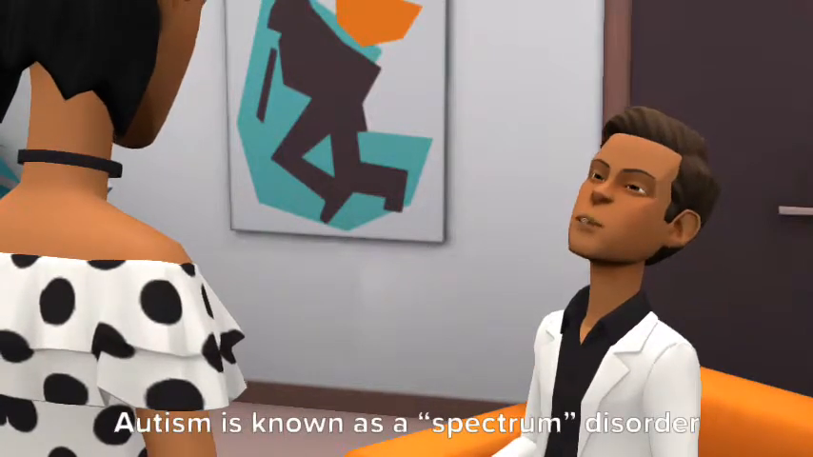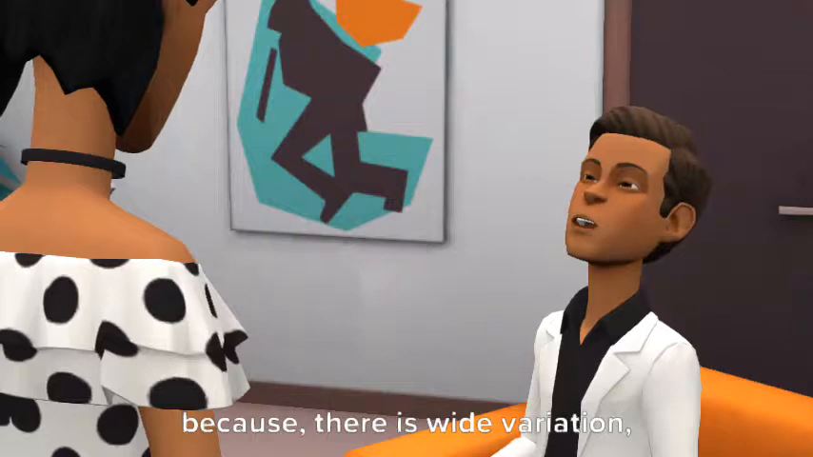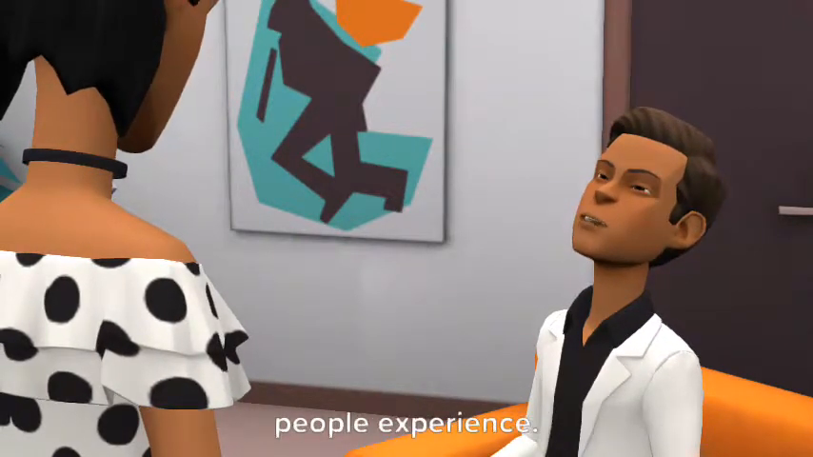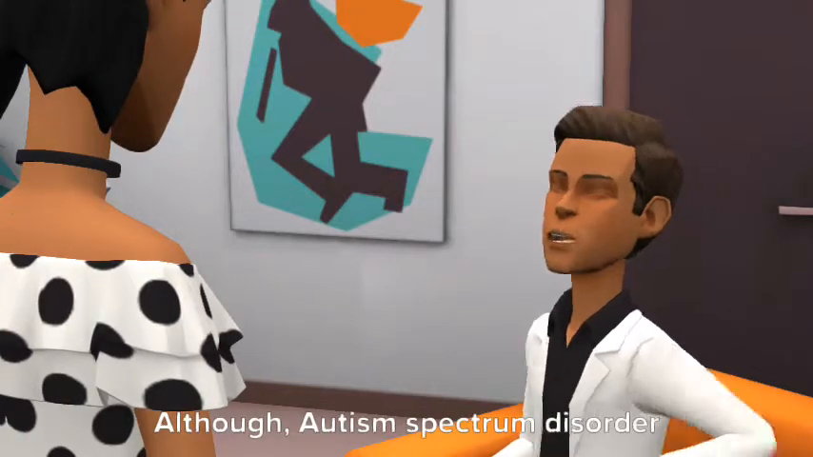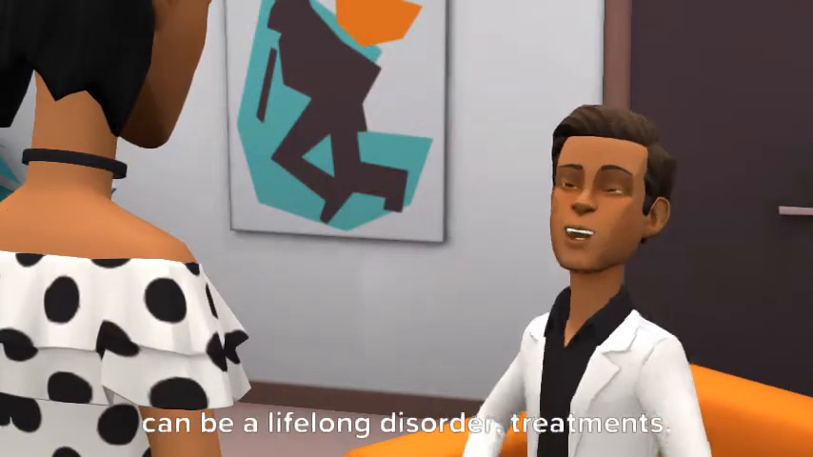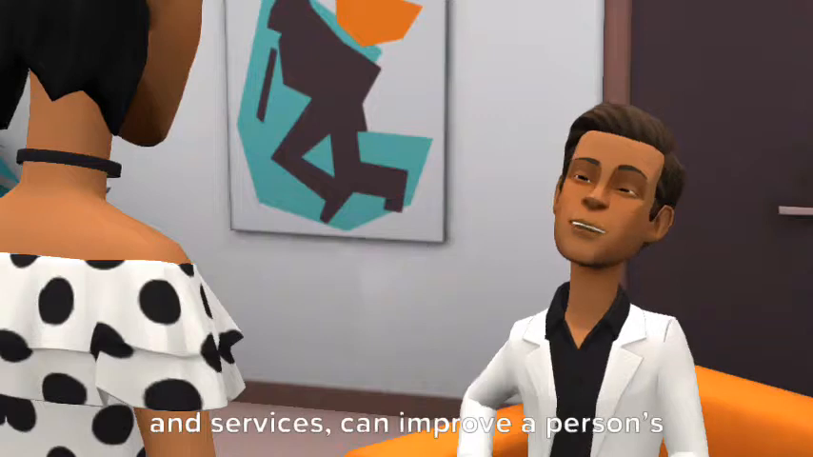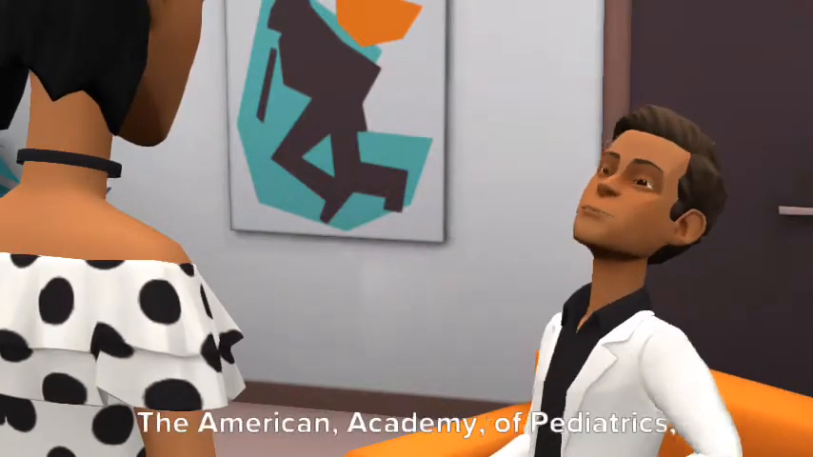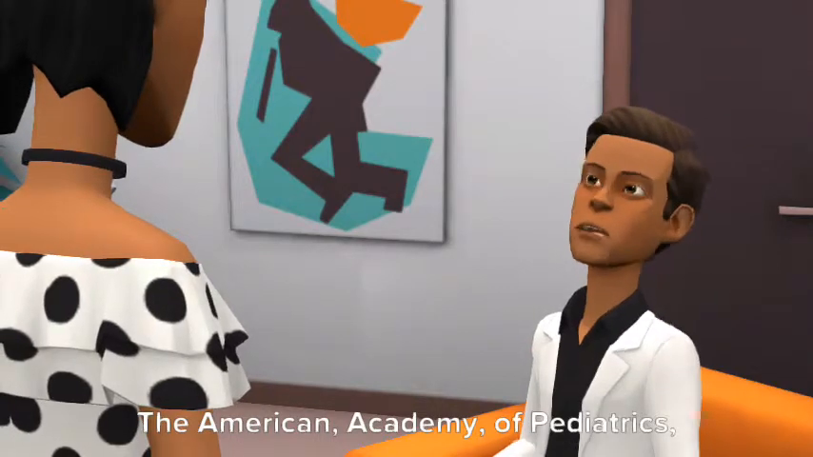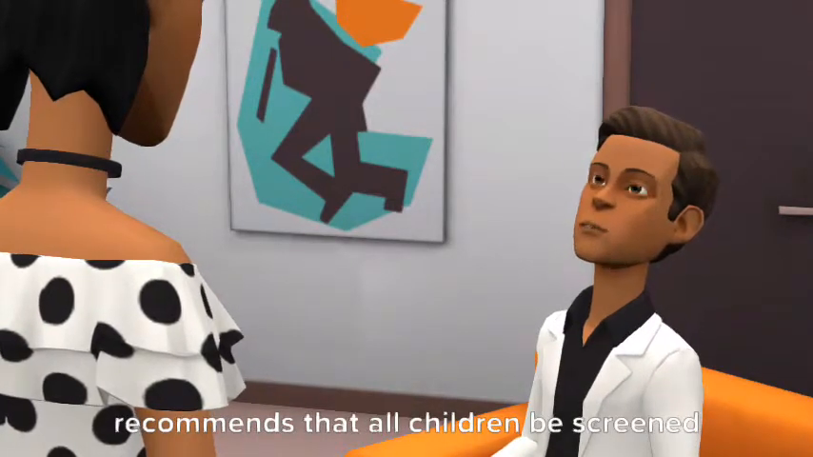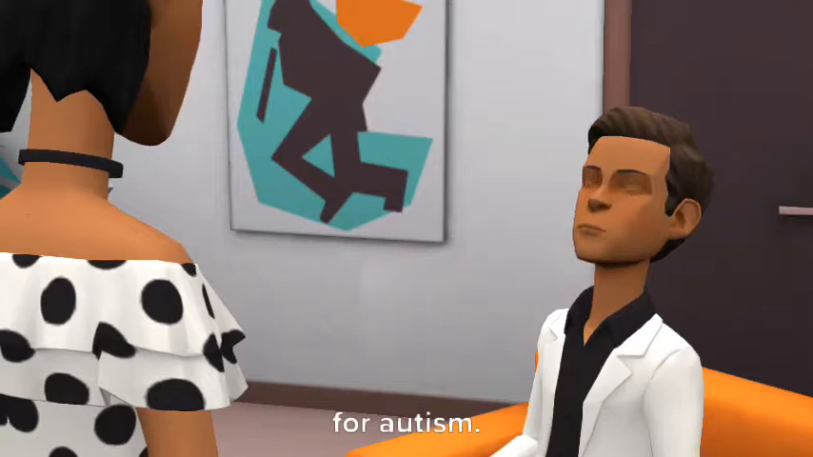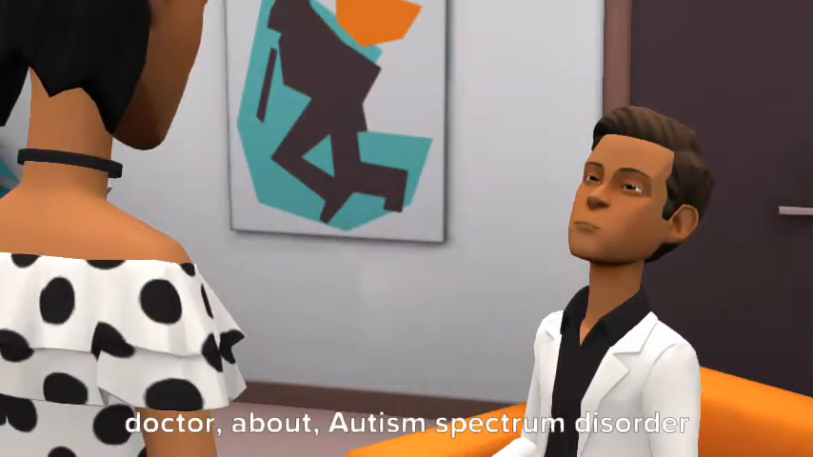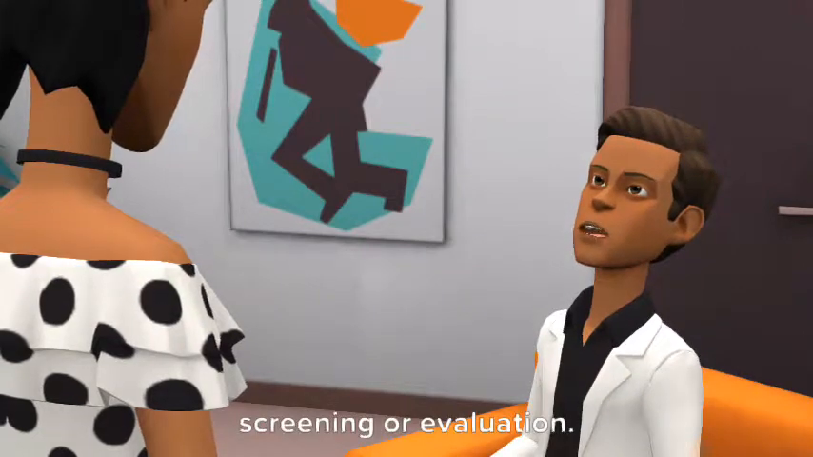Autism is known as a spectrum disorder because there is wide variation in the type and severity of symptoms people experience. Although autism spectrum disorder can be a lifelong disorder, treatments and services can improve a person's symptoms and ability to function. The American Academy of Pediatrics recommends that all children be screened for autism. All caregivers should talk to their doctor about autism spectrum disorder screening or evaluation.